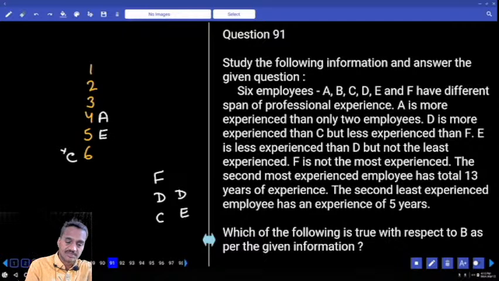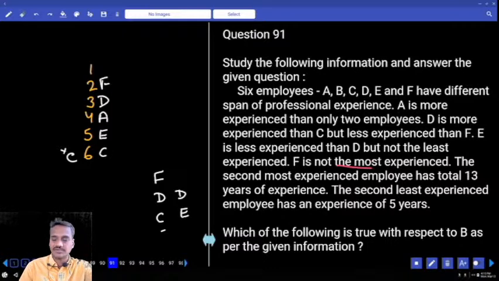E must be here. And at the same time, F is not the most experienced. Hence, where should F be? F is here, D is here, and C must be at this place. And C cannot be at this place. As C cannot be here, tell me where C should be. Now E is less experienced than D, but not the least. Hence E cannot be at this place. As E cannot be here, hence C must be here. And if C is here, A, B must be at the top place.